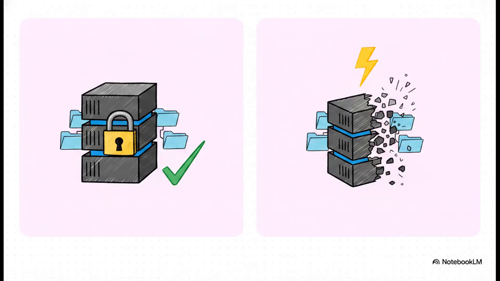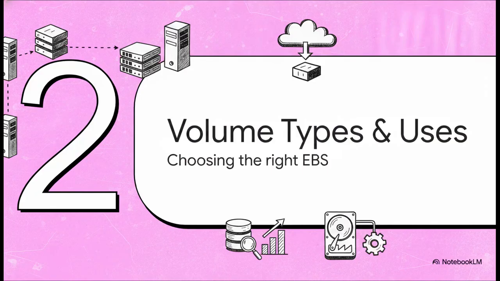Now, let's look at a really important comparison, EBS versus Instance Store. Instance Store is what we call ephemeral storage, meaning it's temporary. If your instance stops, poof, that data is completely wiped out. But EBS on the left, that is persistent. You can reboot, stop, do whatever, and your data survives. Oh, and just a quick side note, if you ever need shared network storage across multiple instances, that's where EFS comes in.